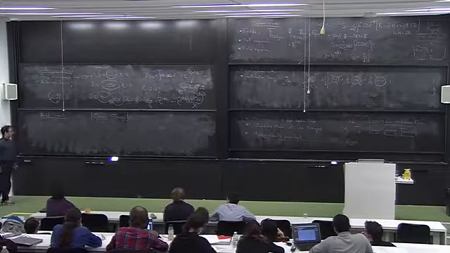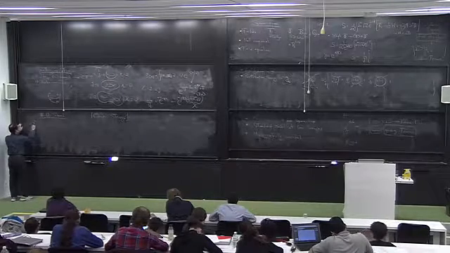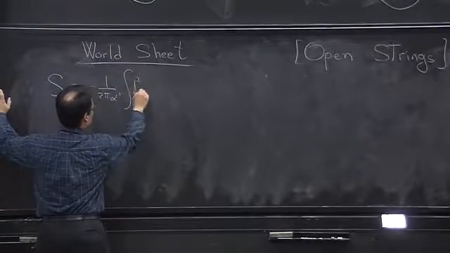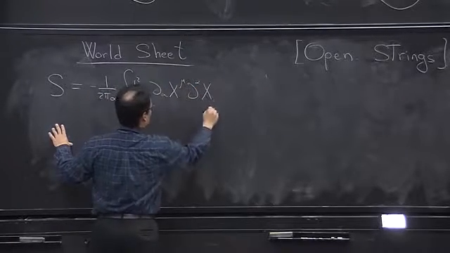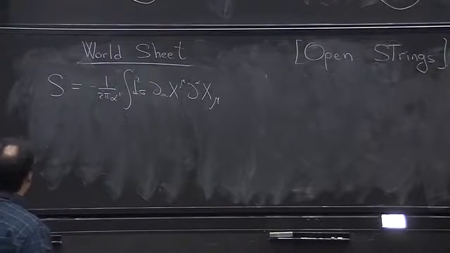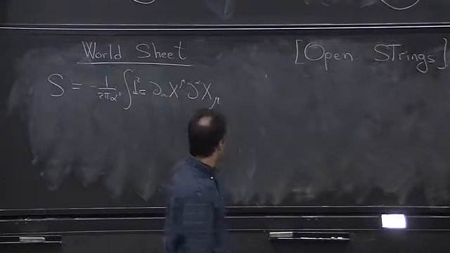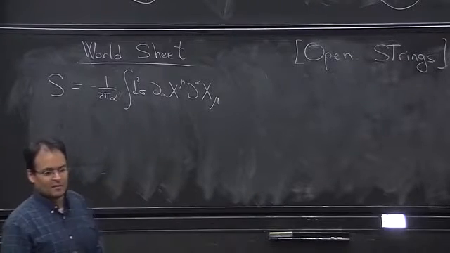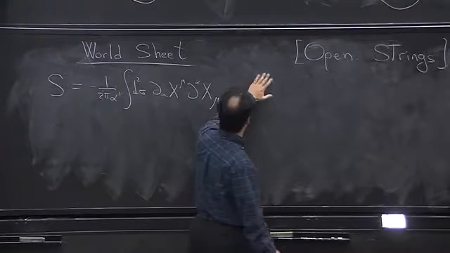So let's do open strings. Let's go back to our favorite action. And ask, how can I add something to this action to produce fermions in space-time as part of the spectrum when I quantize the theory? Well, the answer to that question is that I have no idea how to do it. I mean, if that was the question, I would have no idea, really.